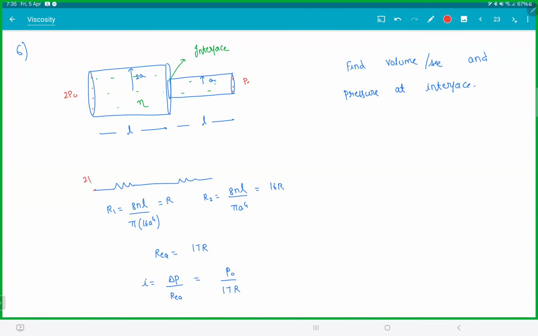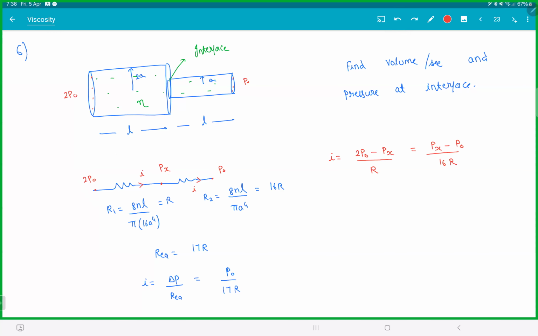Now, if you look at this point, the pressure is 2P naught, this point the pressure is P naught, this point the pressure is Px. What is same in both of them? The current. So I can write current is the pressure difference across the resistor, 2P naught minus Px by R, should also be equal to the pressure difference across the other resistor, Px minus P naught by 16R. Hope that makes sense. The pressure difference across one resistor by the resistance should be the current. That should be equal across both of them.